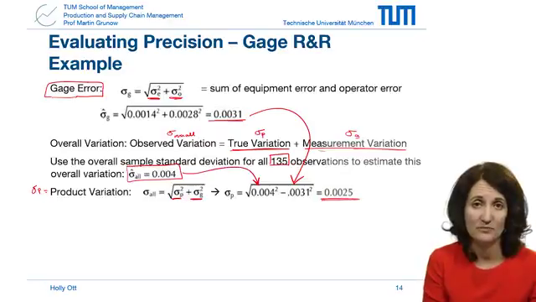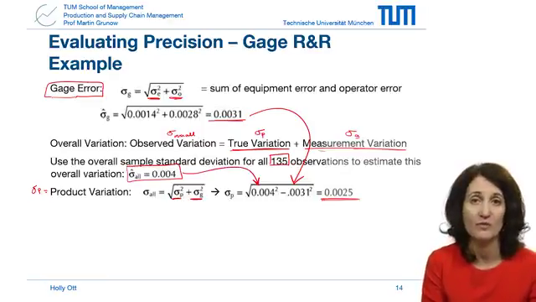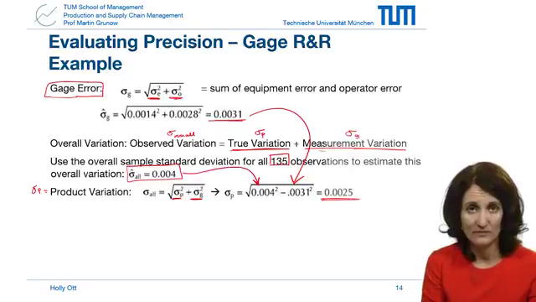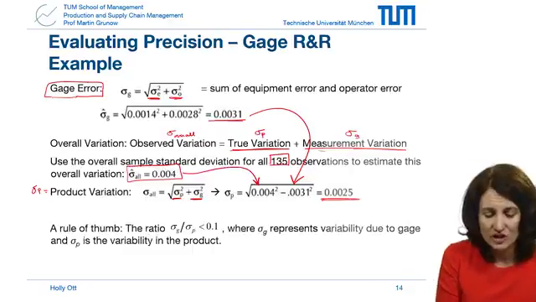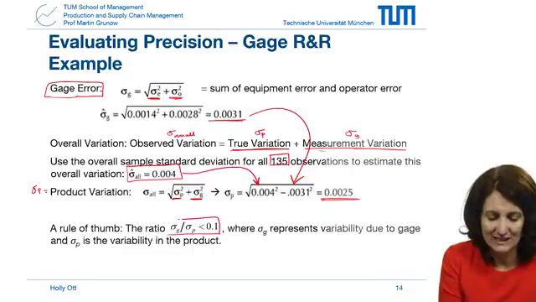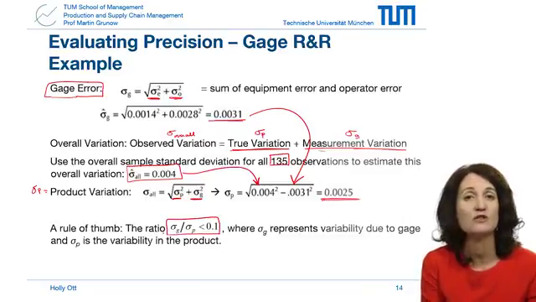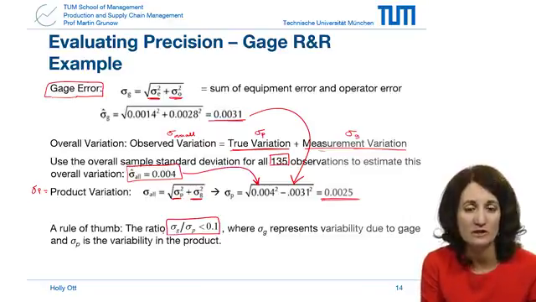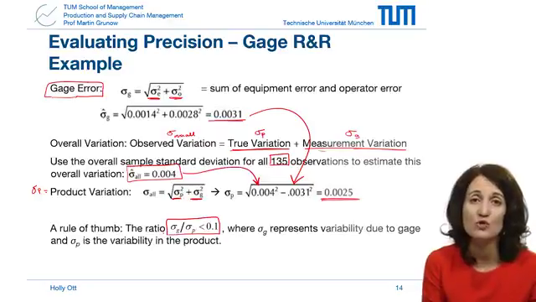0.0025 inches. Now, how can we use this information to decide whether or not we have a problem with our measurement system? So, as a rule of thumb, we will say that the ratio of sigma g to sigma p should be less than 10%. So again, the gauge variability due to the equipment itself and due to the operators using the equipment should be less than 10% of the expected true product variation sigma p.